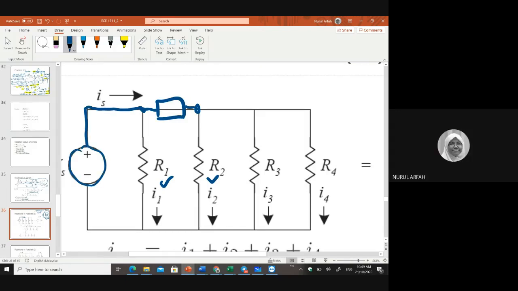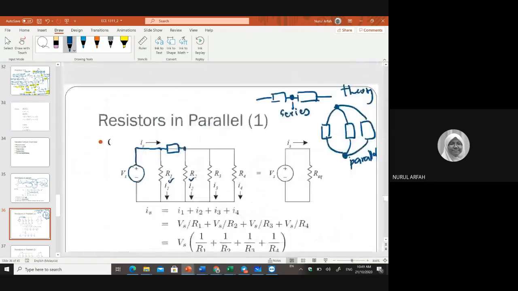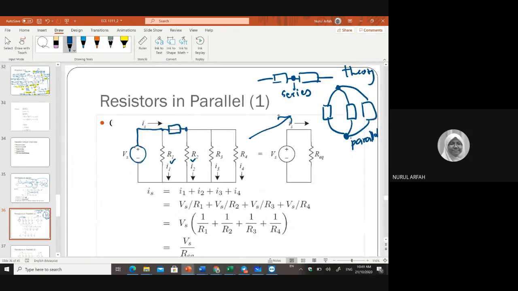Oh, this is another loop. Are they parallel or series? Not sure, right? Not sure. So you go back to your theory. If you think that this is connected end to end like this, then they should be in parallel.